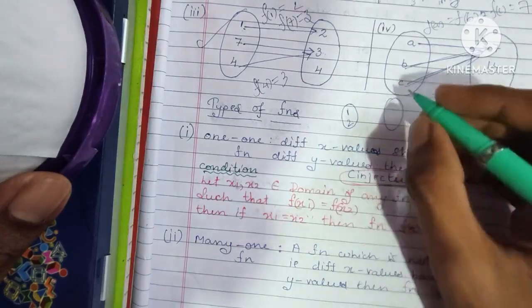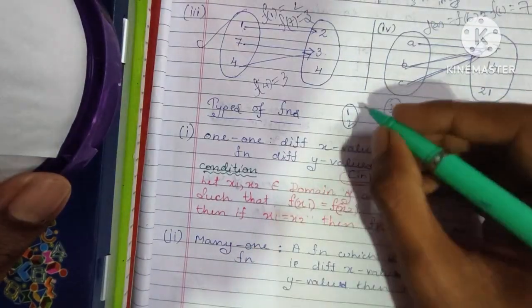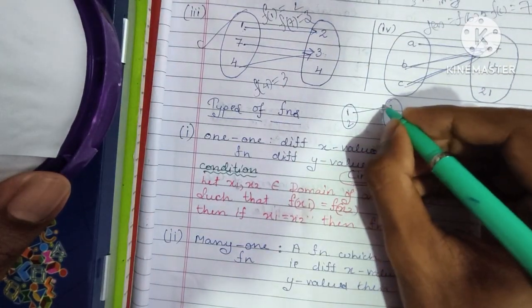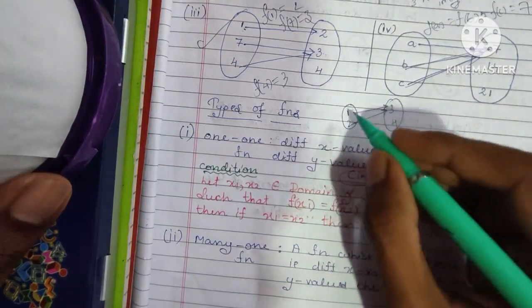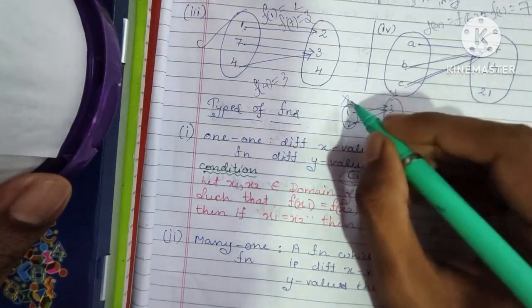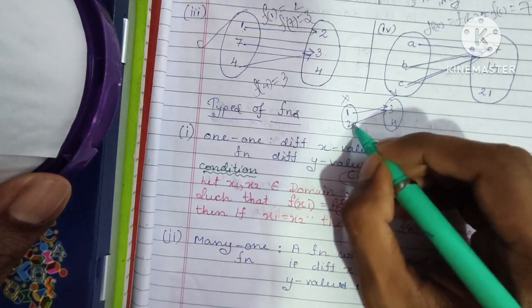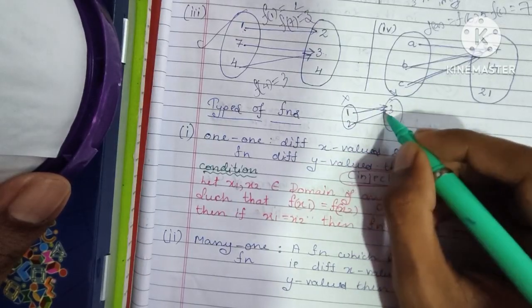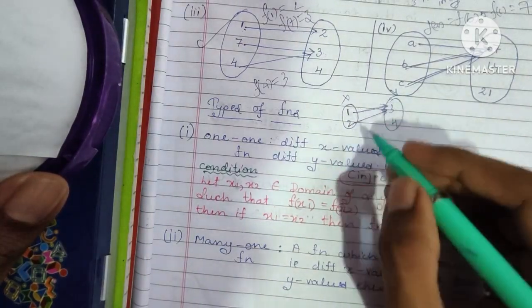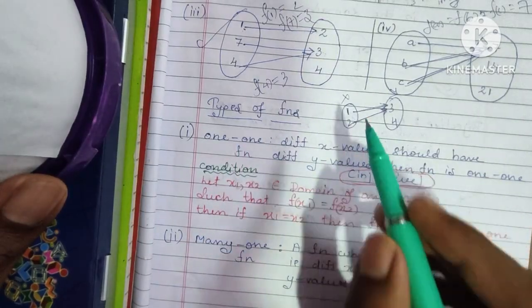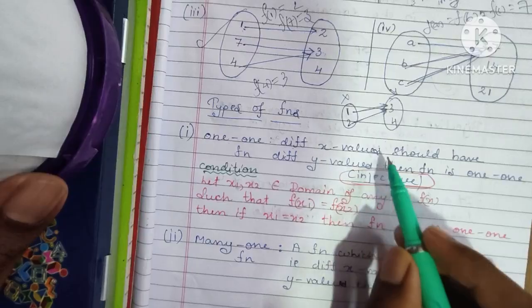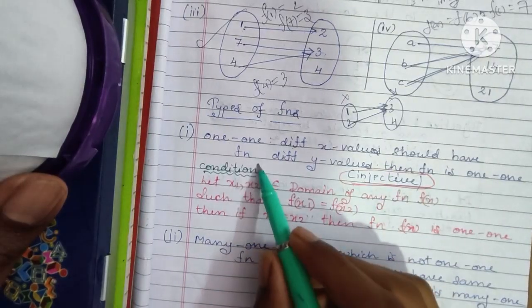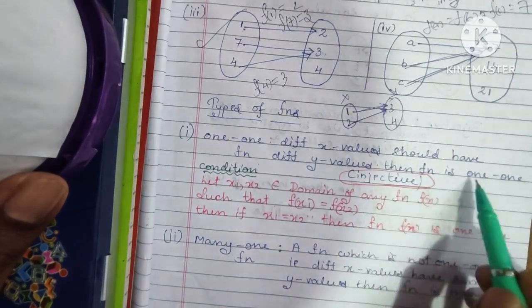1, 2, 3, 4. Is this a function? Yes, this is x and this is y. All the values in the domain have some image. But here the condition for is this function a 1, 1 function? Let us see. Condition: different x values should have different y values. Then the function is 1, 1.